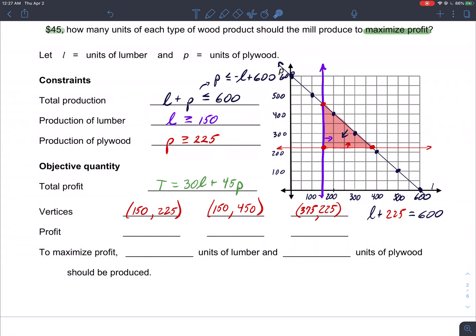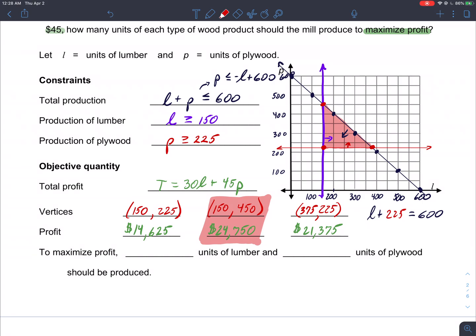Now we're going to take each of those vertices and plug them into our objective function here. Plug them into the T, the total profit function. If you calculate them correctly, you're going to get, for this one, $14,625. For the second one, $24,750. For the third one, $21,375.